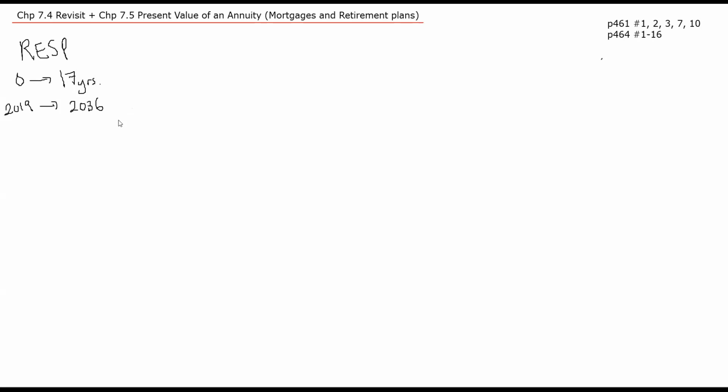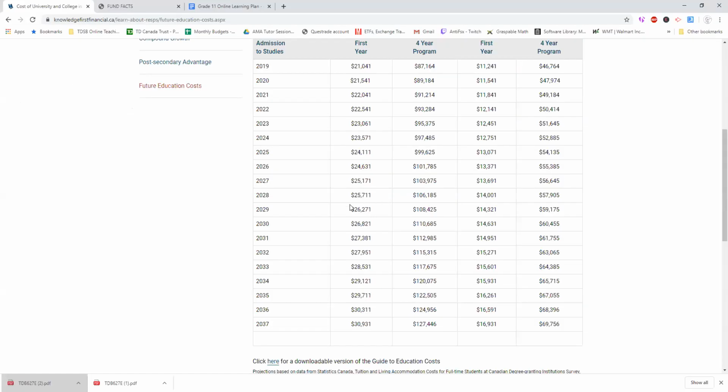Let me change my screen share to the cost of university and colleges. Hope you see that. In 2036, a 4-year program is going to be $125,000. The first year is going to be about $30,000, and due to inflation, it's going to continue growing. So when she turns 17, I need to have $125,000 in my bank account. Good Lord, that's a lot of money. Safe to say, with my teacher paycheck, that may not happen.